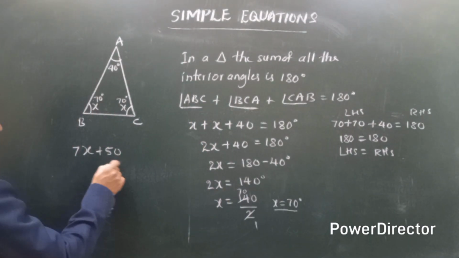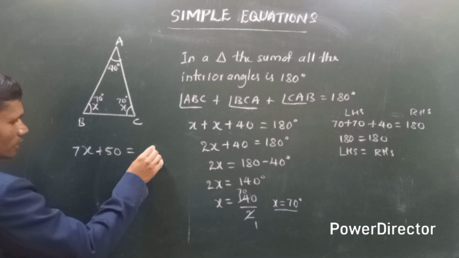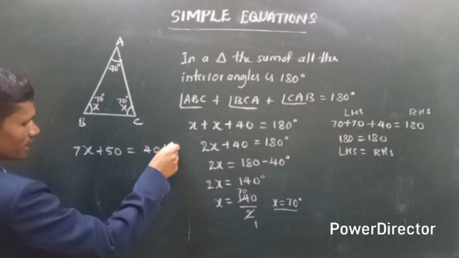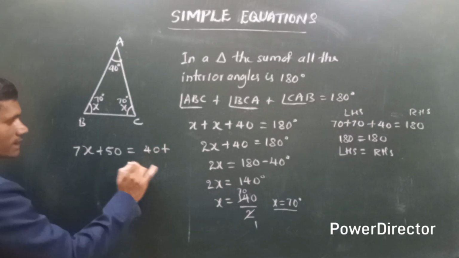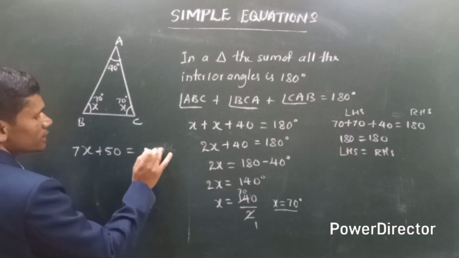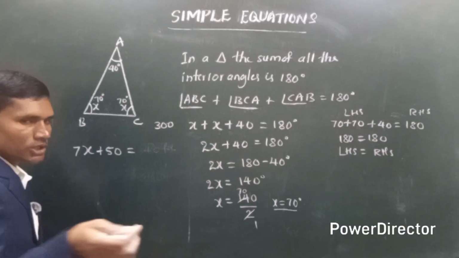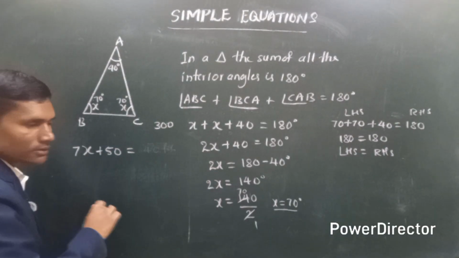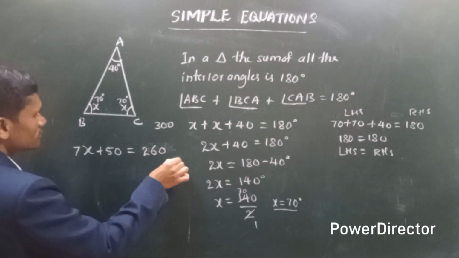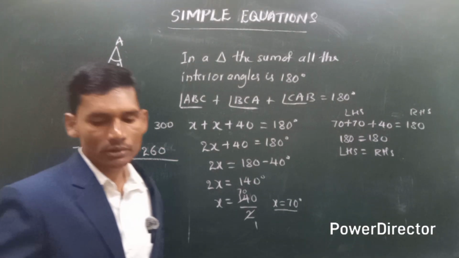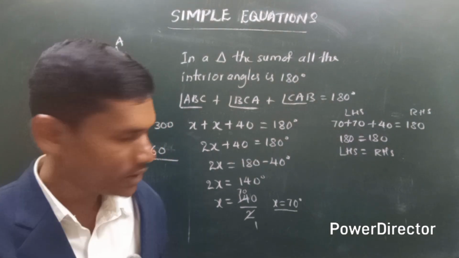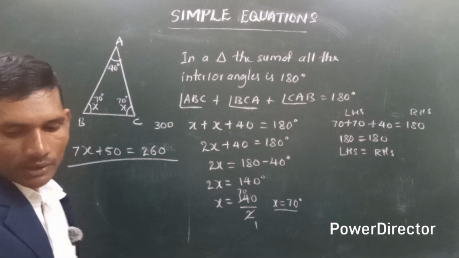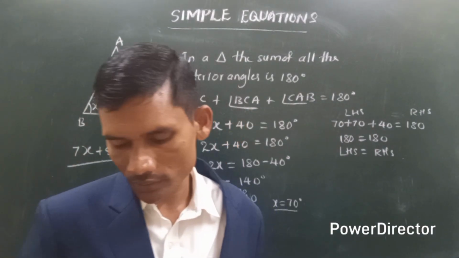To reach a triple century you need 40, means 40 is less than a triple century. Triple century means 300, right? Because one century is 100, triple century is 300. For 300, it is 40 less, means what? 260, right? So this is the simple equation that we can write for the given riddle. So 7x plus 50 is equal to 260. This is the expression for the simple equation.